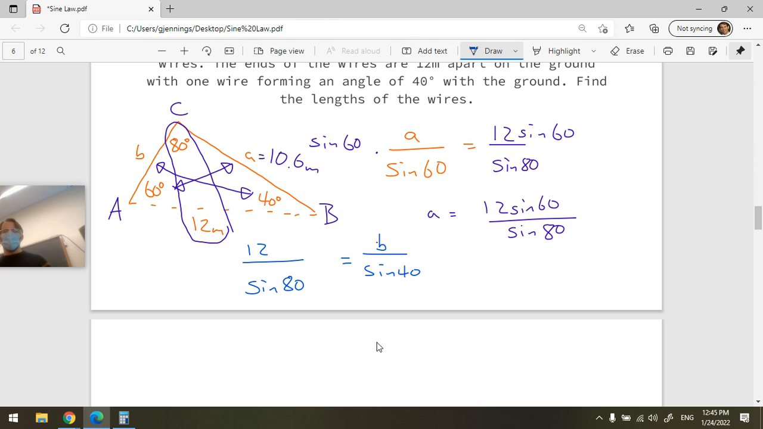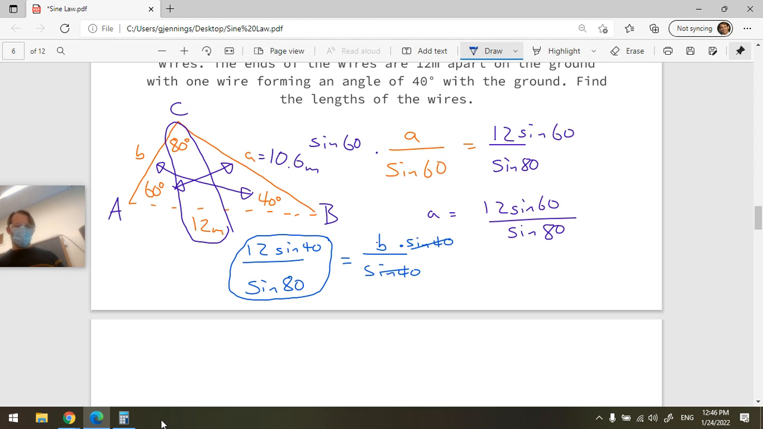What do I need to multiply by to isolate B? Multiply both sides by sine 40. Cancels. Sine 40 up here. Multiply both sides by sine 40. So B is equal to 12 times sine 40 over sine 80. And that's what you're going to tend to have when you're solving for unknown sides: the known side divided by the known angle's sine, multiplied by your unknown side's angle's sine. There. That's how it shakes out when you're solving these.